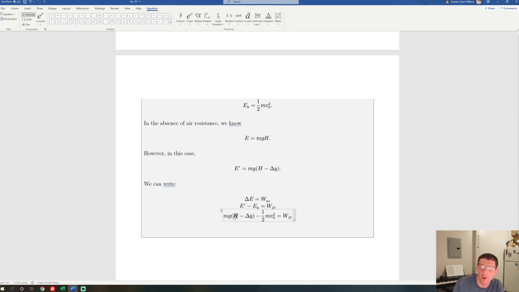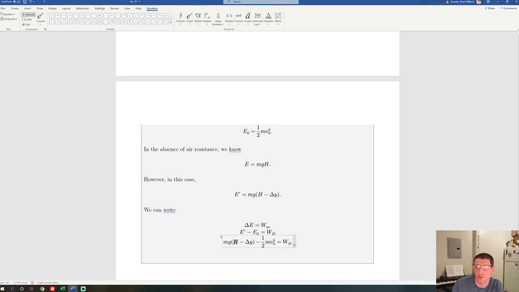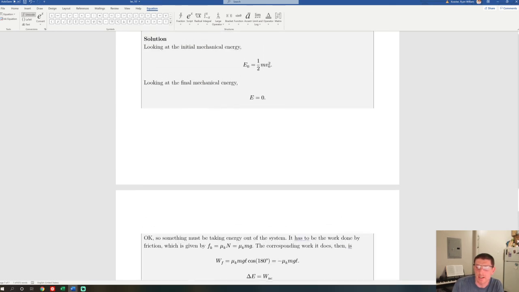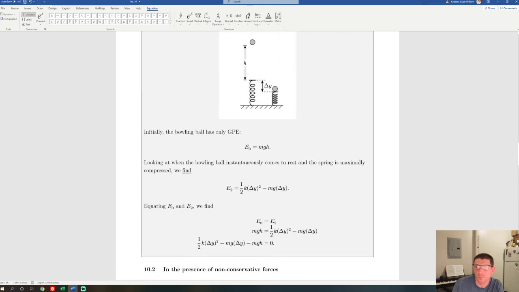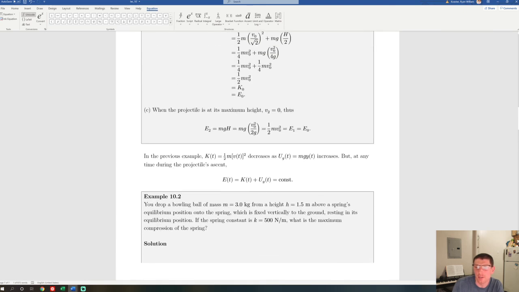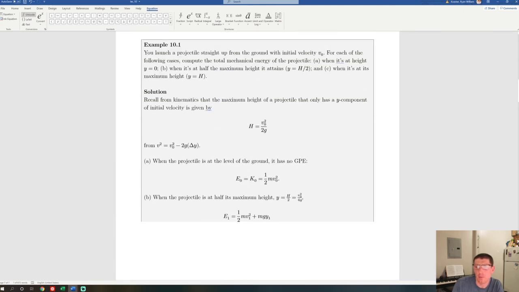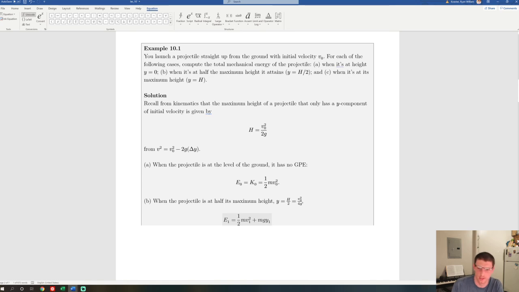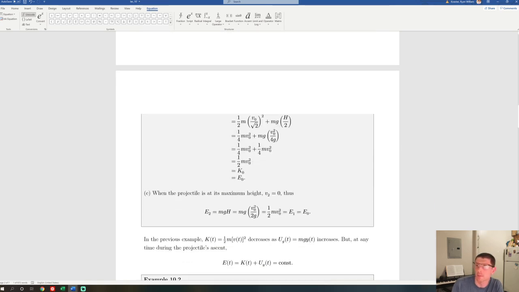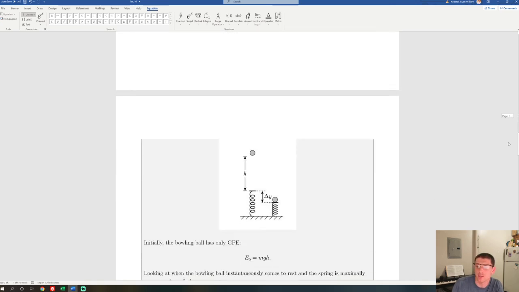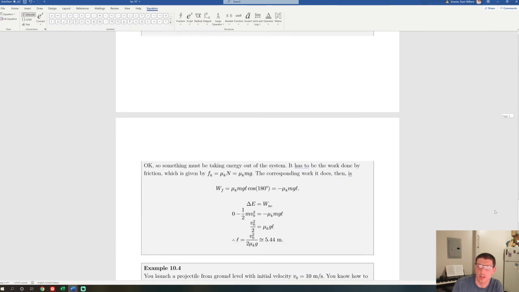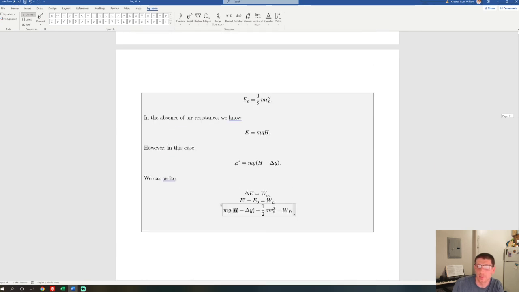Well, actually, no. You know what? I'm sorry, I'm insane. Because we know what this is, right? Remember that we found earlier that the maximum height was v0 squared over 2g. I don't know why that didn't occur to me, but let's do that. Let's finish this up and substitute that in, right?